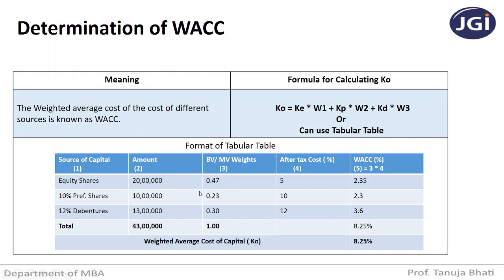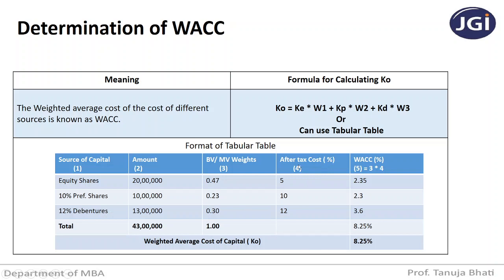So is this clear? The first column will always show the sources of capital. The second column will show the amounts based on the weights that are asked for in the problem. If they are asking for book value weights, then show all the amounts based on the book values. If they are asking for market value weights, show all the amounts based on the market value. Then calculate the weights, either book value or market value weights. That is column number 3. Next, you need to know the after tax cost for each source. So for KE, either the cost will be given in the problem or you need to calculate the cost for each individual source of finance, which we have already seen in our previous video lectures. So the after tax cost for equity shares, for example, is 5%, preference shares is 10% and debentures is 12%.